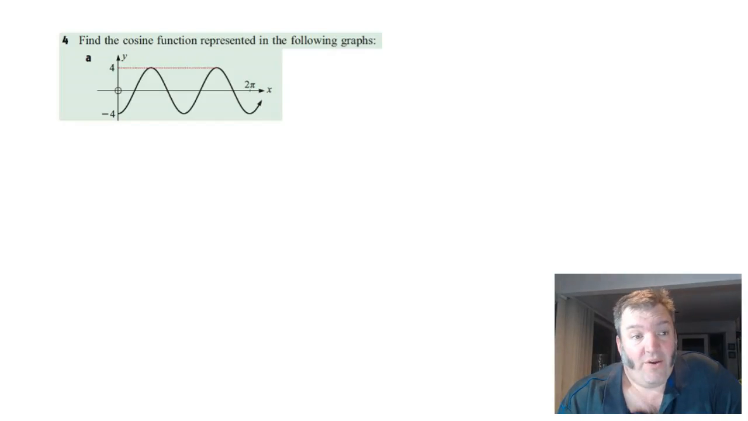Alright, back with a fun one this time. Question 4 from review set 12b. Find the cosine function represented in the following graphs.